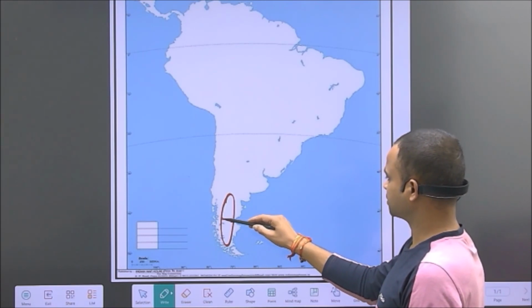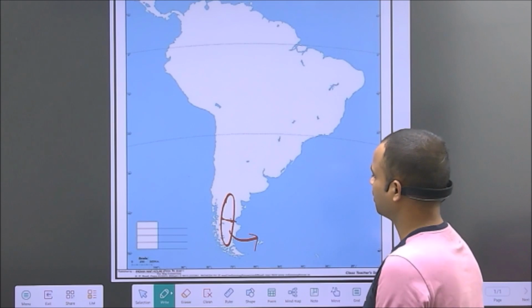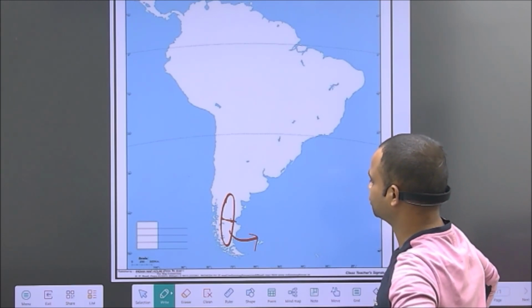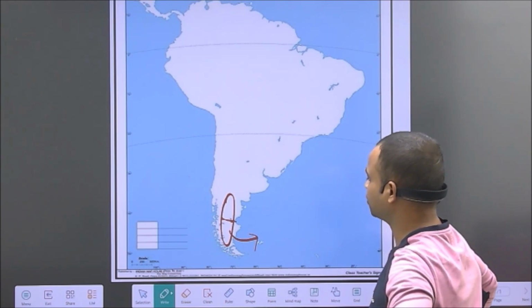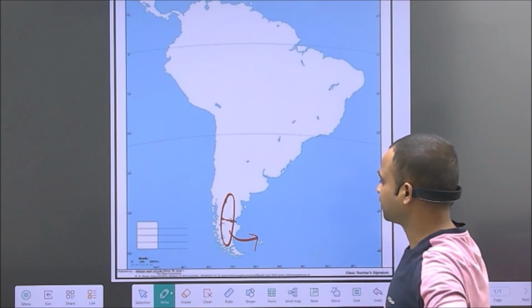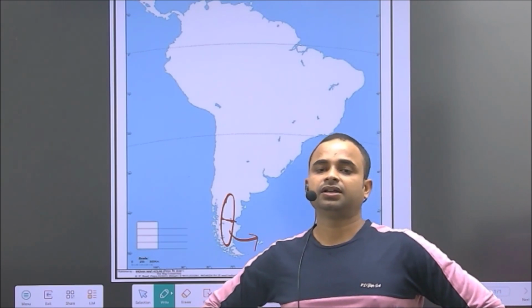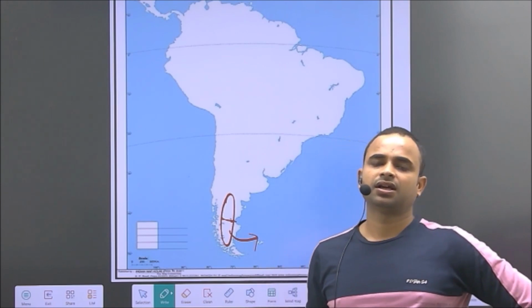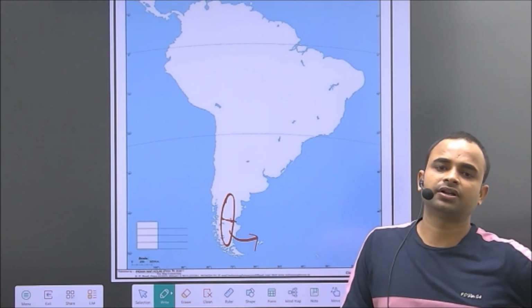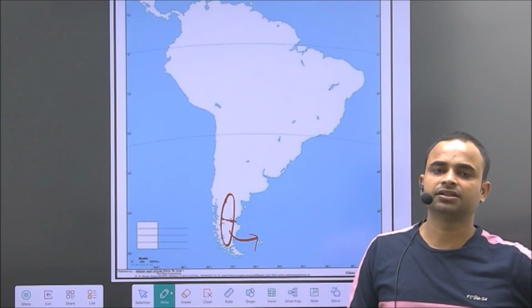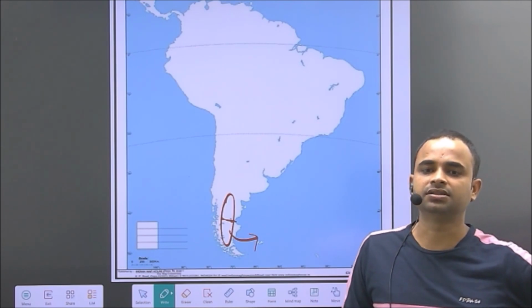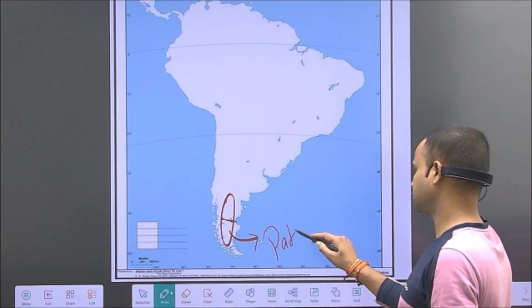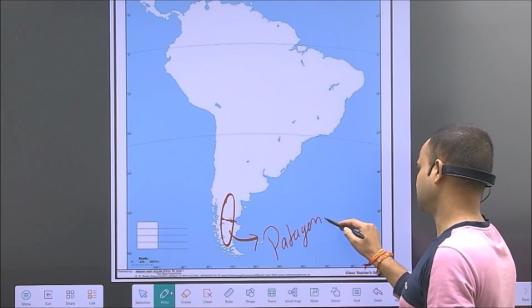This Patagonia Plateau is situated in a rain shadow region. That's why rainfall is least here, at most 25 centimeters. That's why this place is called the Patagonia Desert.